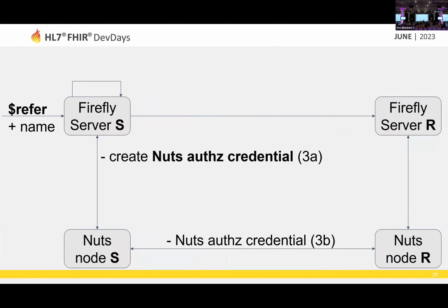You store that in your FHIR server, and then the next thing the FHIR server does, it instructs the NUTS node to create a NUTS authorization credential. So that's a verifiable credential in which you state which rights you're giving to this other party. So you name the party, you name the FHIR resource, you make it all explicit. You write it to your local NUTS node, and these NUTS nodes have the nice feature of synchronizing amongst themselves. So whatever authorization credential you put in there, it's going to end up on the receiver end as well.